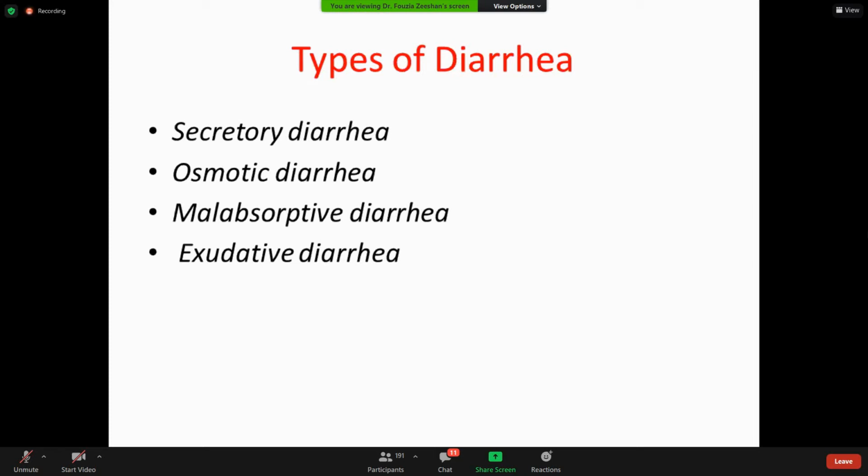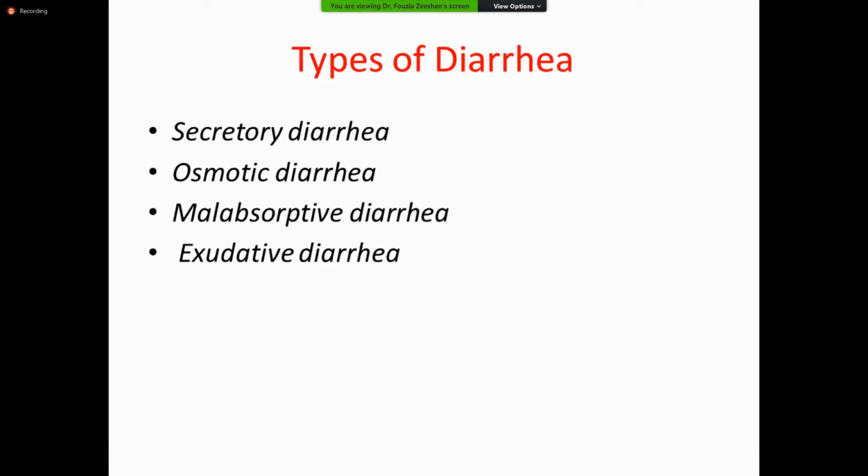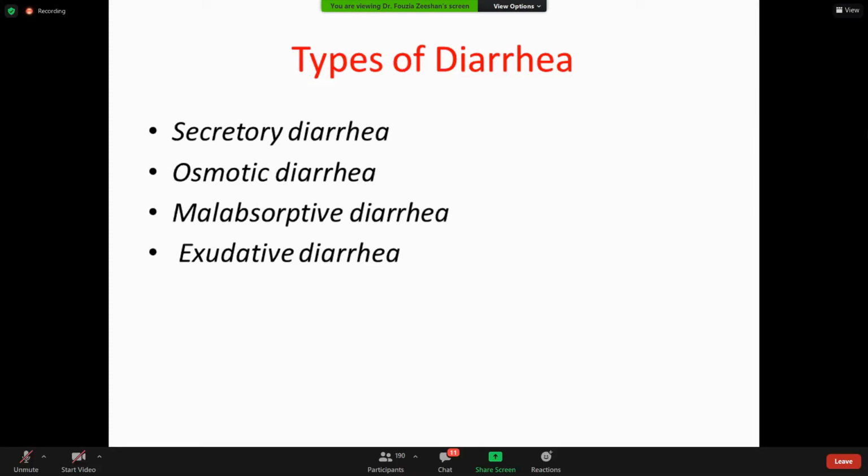Adenyl cyclase is an enzyme present in the brush borders of the epithelial cells. I'm not going into the detail of the physiology of cyclic AMP activity or adenyl cyclase, but you should remember that these enzymes cause increased intracellular cyclic AMP within the crypts of the intestinal brush borders. I'm sure you will have an idea about what the intestinal crypts and the villi are.